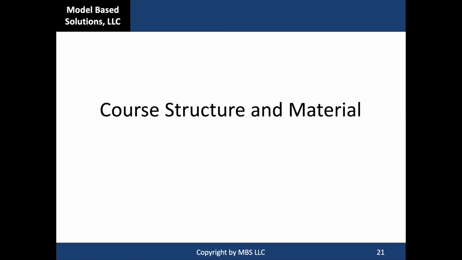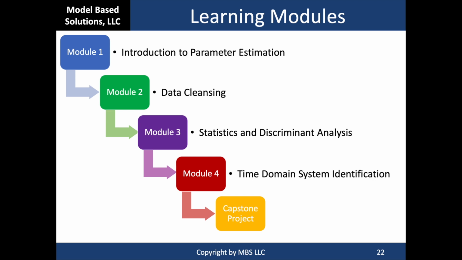This is the structure of the courses and the provided material. There are 4 learning modules in our system identification course that ends with a capstone project. The first module introduces model parameter identification. The next module will cover data manipulation and preparation. In Module 3, statistics and discriminant analysis methods will be provided. Finally, in Module 4, a complete treatment of system identification methods for time domain modeling will be given.